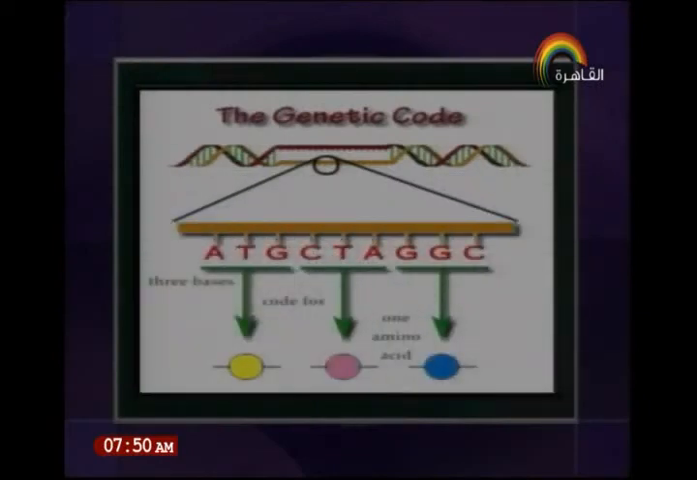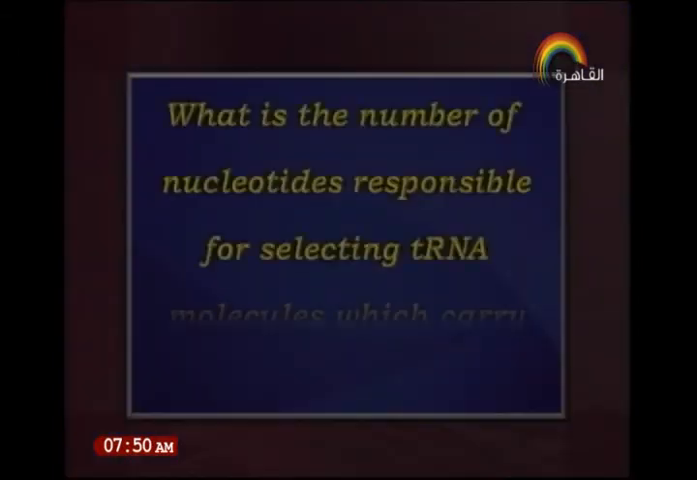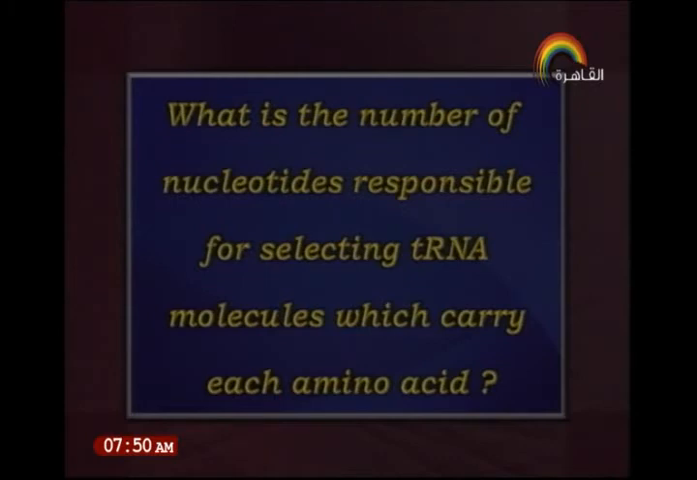This figure illustrates the meaning of the genetic code. A sequence of nucleotides is transcribed into triplets of messenger RNA, and each one is translated to a specific amino acid. We have a question here. Do you know the number of nucleotides responsible for selecting the tRNA molecules which carry each amino acid?